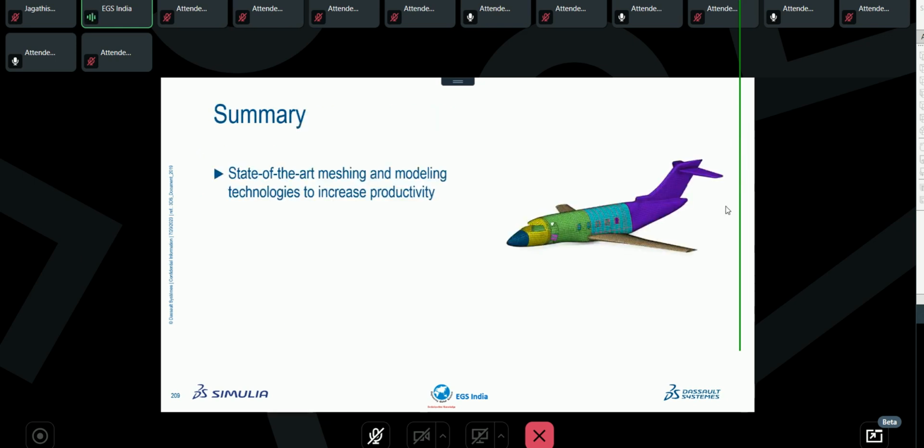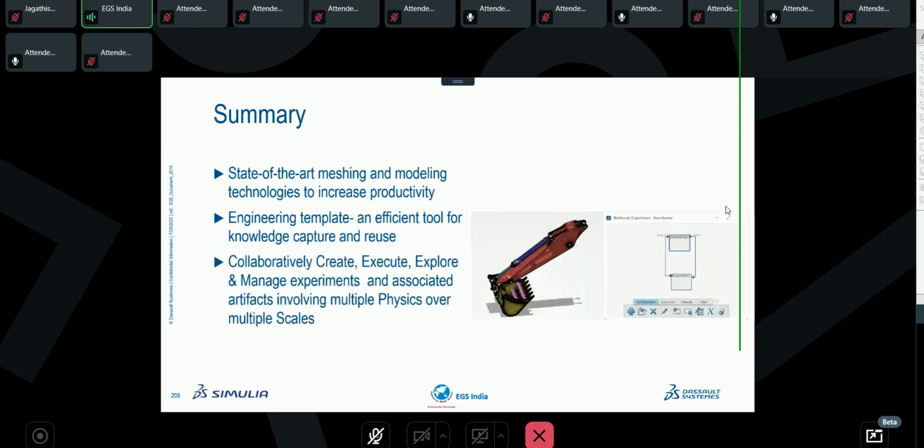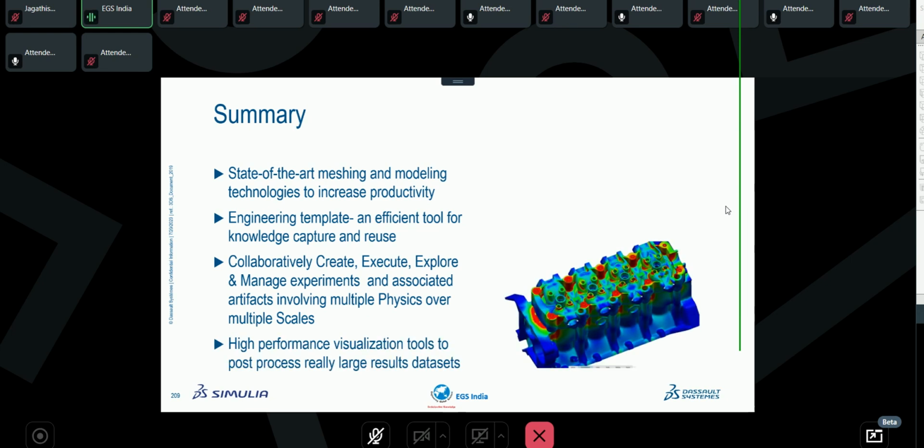So to summarize the entire thing, we can say it gives you a 3D experience, especially for the structured portfolio. It can give you state of the art meshing and modeling technology, and it can also implement various engineering templates with which we can establish any kind of efficient tooling. After that, it can collaborate with any kind of organizational structures that we have, and we can scale up to any kind of multiple physics problems that we are going to handle. It has a high performance visualization tool with which any kind of problems with a large number of files can also be addressed.